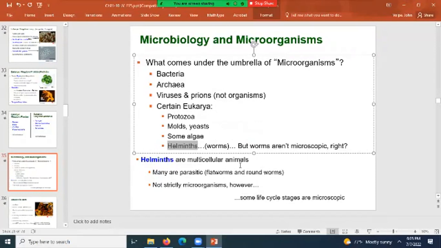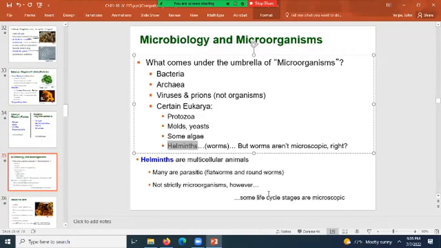Do you realize the helminths are, as an adult, a multicellular animal? Although many are parasitic, a parasitic flatworm or a parasitic roundworm, they are not strictly microorganisms. Usually the adult life stage of the parasitic worm is not microscopic. Only some of the life cycle is microscopic.